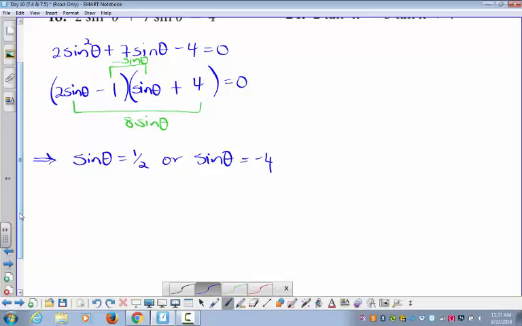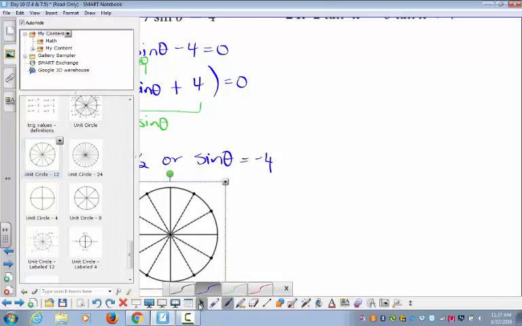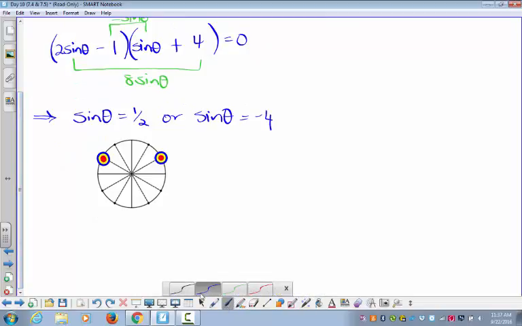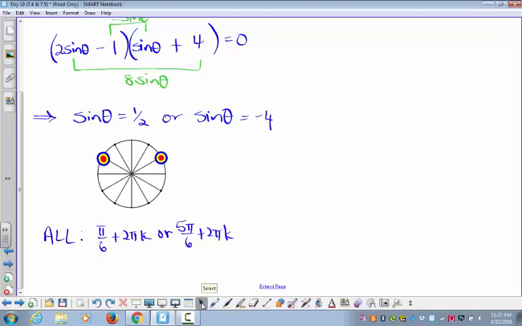Let's look at the first one. Sine of theta is 1/2. 12 or 8? 12? Sine is 1/2 there and there. So all solutions will be pi over 6 plus 2 pi k, or 5 pi over 6 plus 2 pi k. And I should say that that's x equals, sorry, theta. There we go. All right, so that's from the first part.